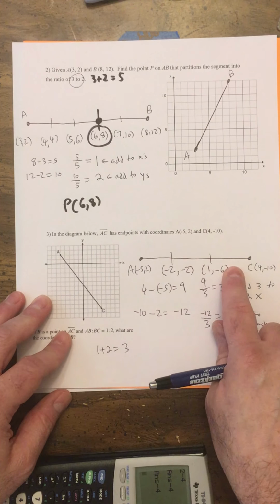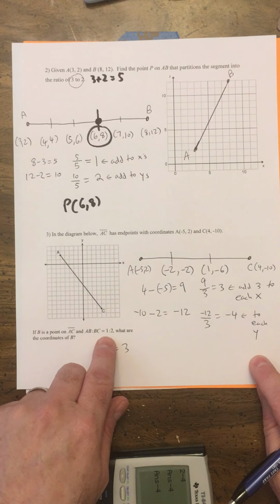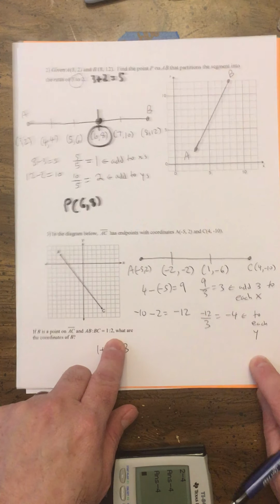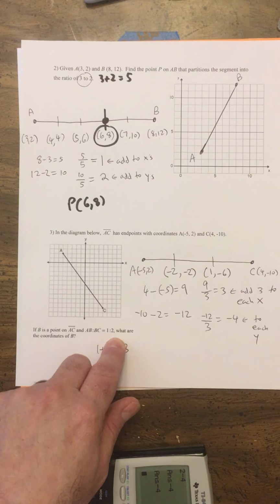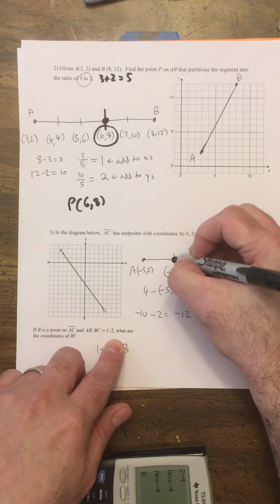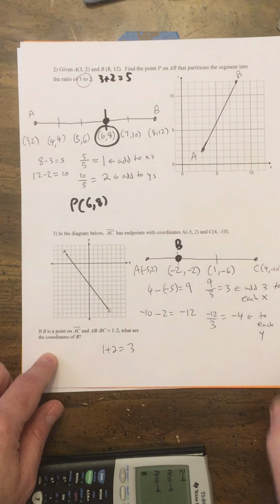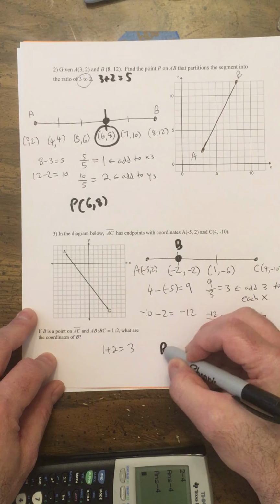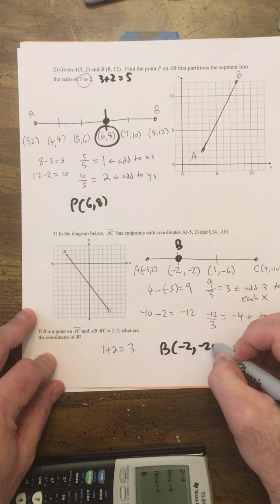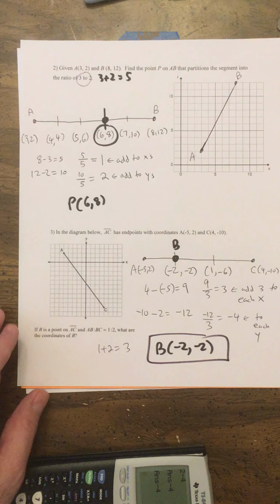So let's see what we got. We got the 3 parts. We want to break it into sections of 1 to 2. 1 here, 2 there, which means this location right here is going to be our B value. We're going to call it B in this case. So the point B is the point -2, -2. And that's how you do this.